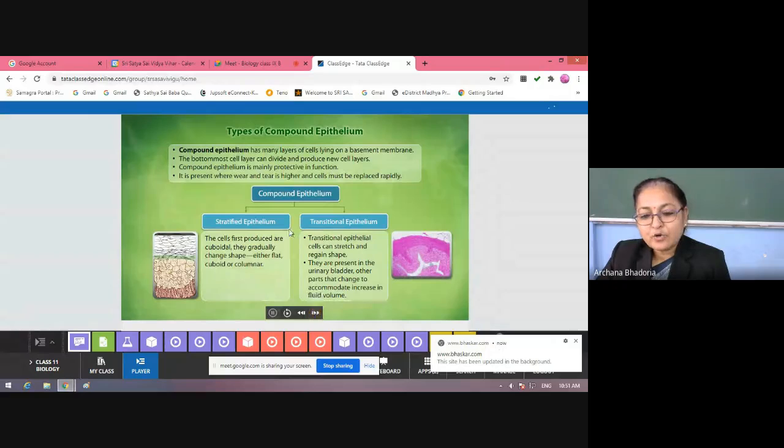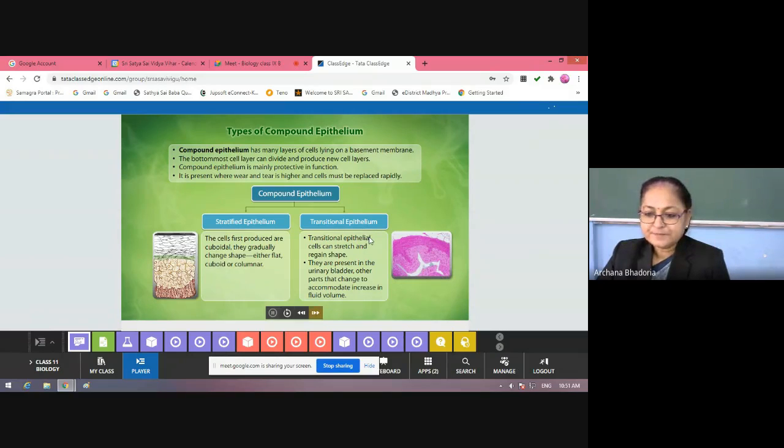In compound epithelium, just write the names: stratified epithelium and transitional epithelium. What are the two different compound epithelium? Stratified and transitional epithelium. You don't have to do it in much detail. So I'm stopping the sharing, children.